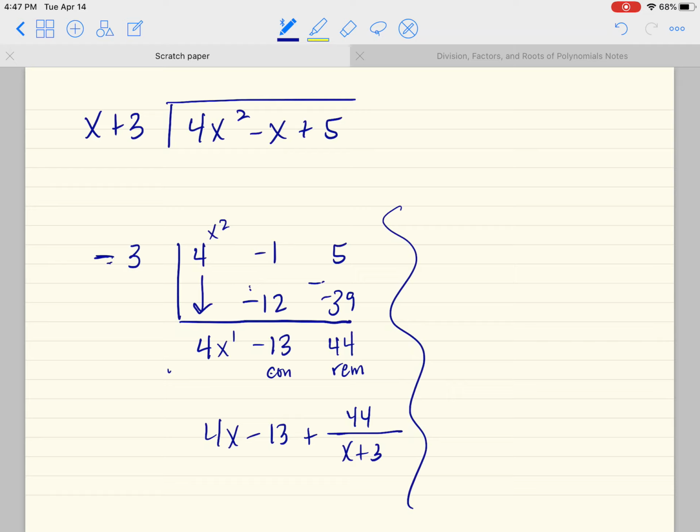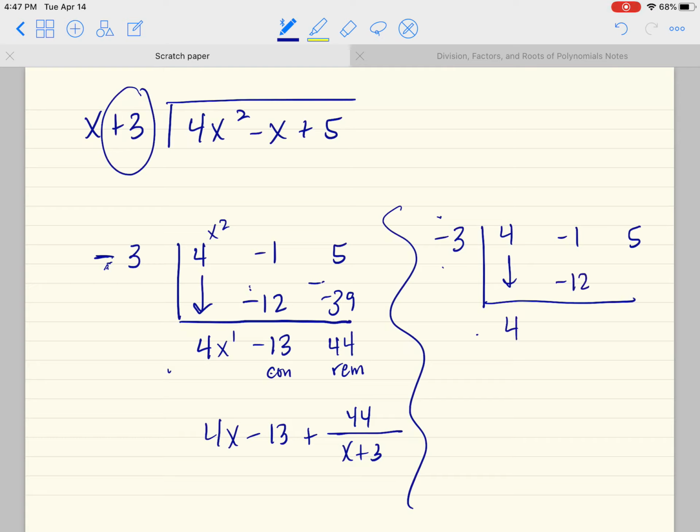So what we're going to do is instead of subtracting, we're going to change one sign here, and then we're going to add. So if this is a plus 3, I'm going to put a minus 3 out here, and I'm going to leave my 4 and my negative 1 and 5, but because I changed this sign, now it's going to be a multiply and add. So 4 comes down, I multiply to get negative 12, I'm going to add these to make negative 13. Multiply to get positive 39, and then add these to get 44. Same answer, but adding is easier than subtracting. Okay, so that is synthetic division.